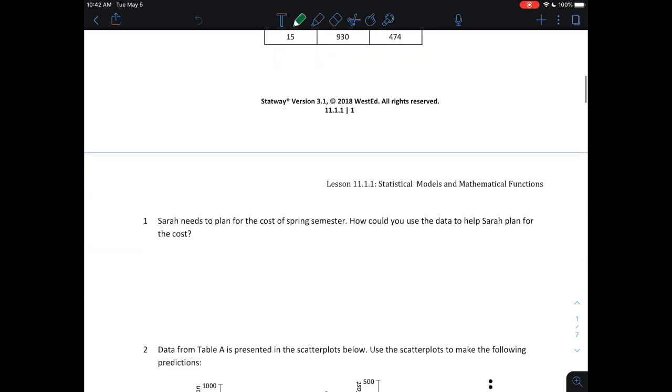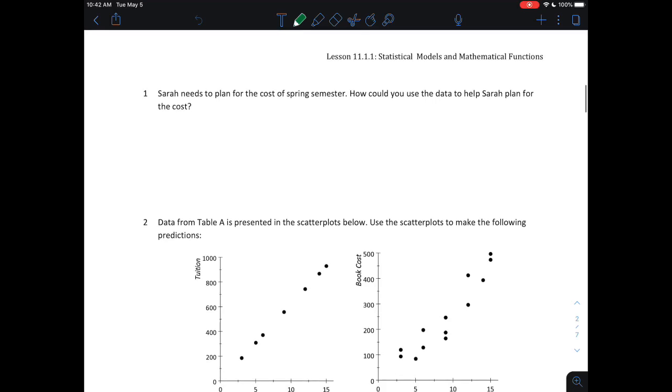Number 1 on the next page. Sarah needs to plan for the cost of spring semester. How could you use the data to help Sarah plan for the cost? Maybe think about it from your own point of view. After you've taken a couple of semesters of school, can you start to estimate how much it might cost the following semester?